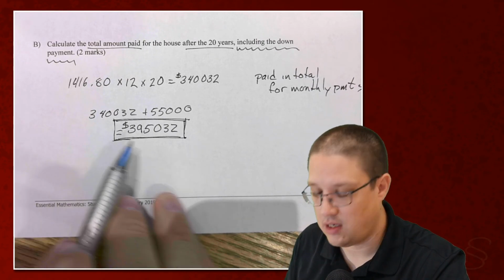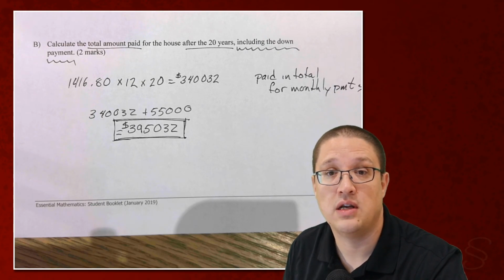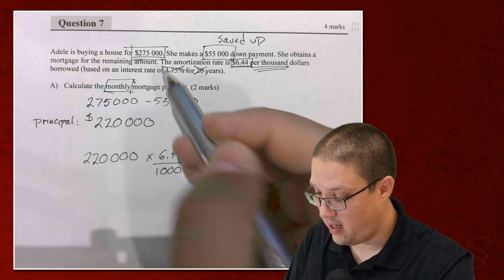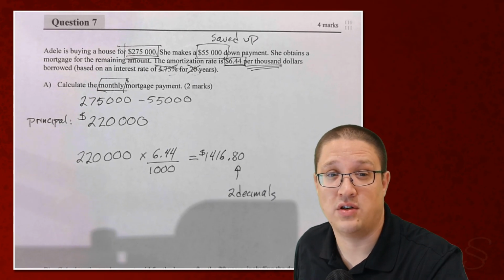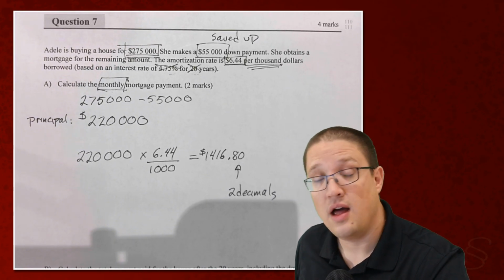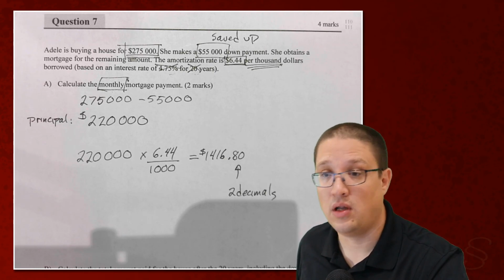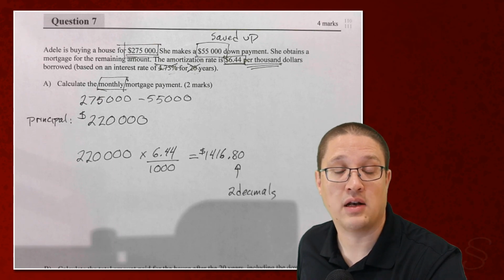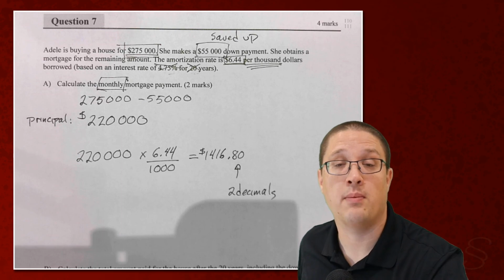One thing to notice, that's a pretty big number. $395,000 is almost $400,000. She paid $275,000 for her house. She paid a lot of extra for this house over these 20 years. That's not uncommon. This is a pretty reasonable amount and a pretty common number that you'll pay above the actual price of the house in interest because you're paying for a long time and it's compounding for a long time.